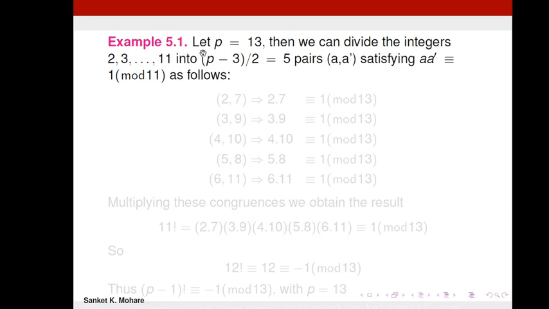Example 5.1. Let p equal 13. Then we can divide the integers 2, 3 up to 11 into (p minus 3) by 2, so (13 minus 3) by 2, that is 10 by 2 equals 5 pairs a, a dash, satisfying the congruence a a dash is congruent to 1 modulo 13.